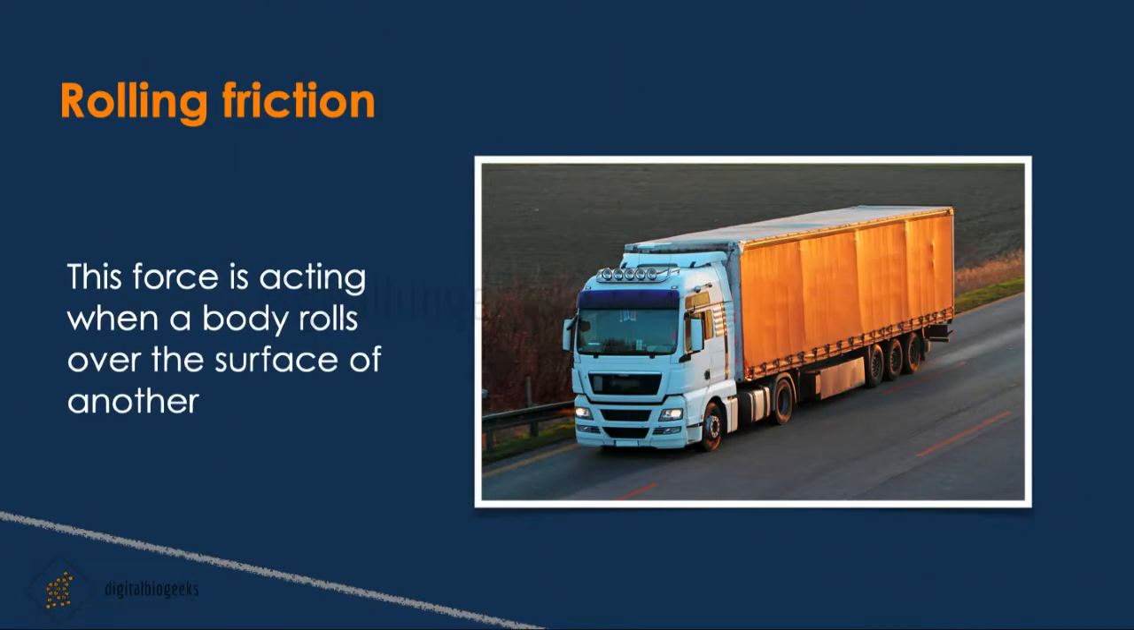Now, rolling friction. A truck is moving on the road and the tires of the truck are rolling over the road. Here friction comes into action. The force acting when a body rolls over the surface of another is called rolling friction.